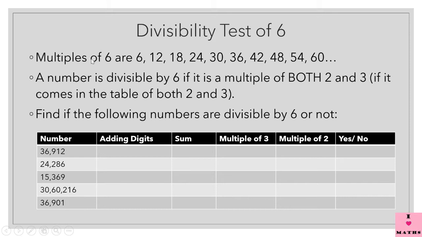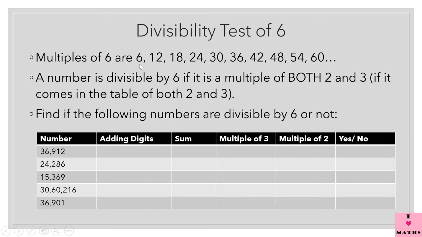Come, let us see the multiples of 6. Multiples of 6 are 6 1's are 6, 6 2s are 12, 6 3s are 18, 6 4s are 24, 6 5s are 30, 6 6s are 36, 6 7s are 42, 6 8s are 48, 6 9s are 54, 6 10s are 60, and 6 11s are 66, and so on. Now, children, a number is divisible by 6 if it is a multiple of both 2 and 3. Or we can say that if it comes in the table of both 2 and 3.